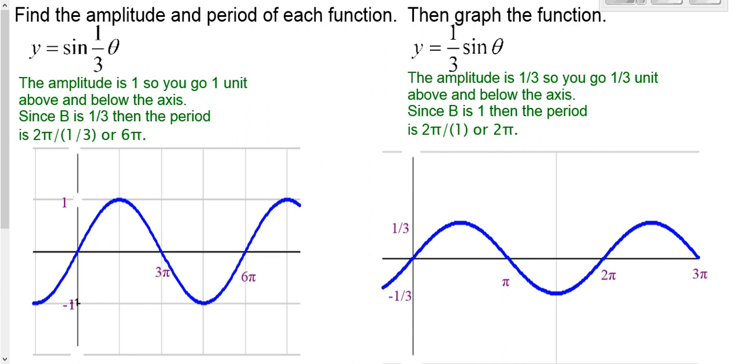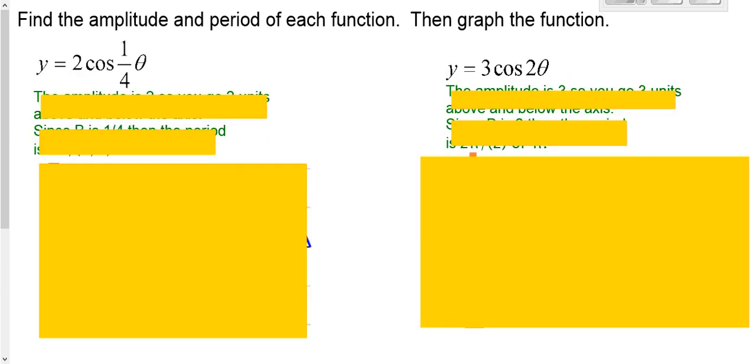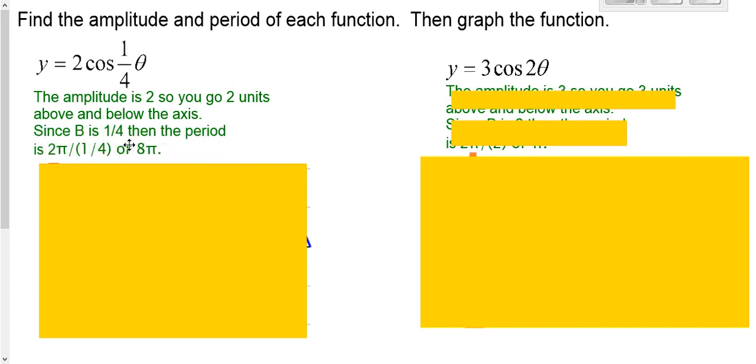We also want to do that for our cosine graphs. So let's take a look at this, because the numbers with your cosine also follow the same pattern that they do with your sine. The number in front, which is our 2, tells us our amplitude. This number here, we go our normal period divided by this number, and that tells us our period. So we'll go our normal period of 2 pi divided by 1/4, but instead of dividing by 1/4, you multiply by the reciprocal of 4. 2 pi times 4 is 8 pi.